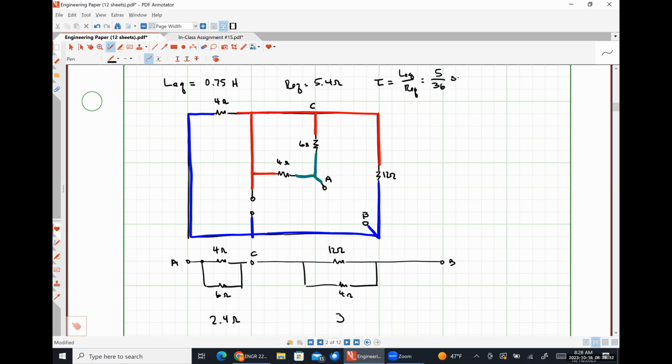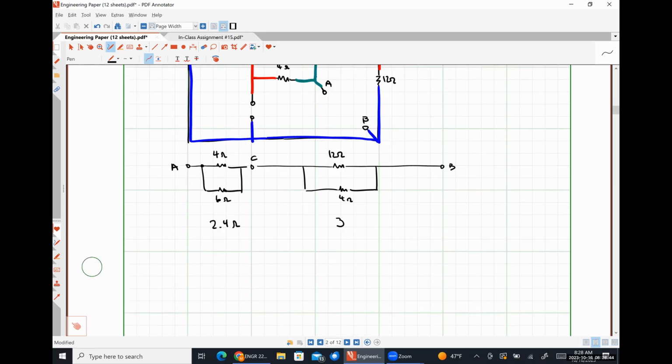So 5/36 of a second. The inverse of tau would then be 36/5 per second. And from here, we simply put everything together.